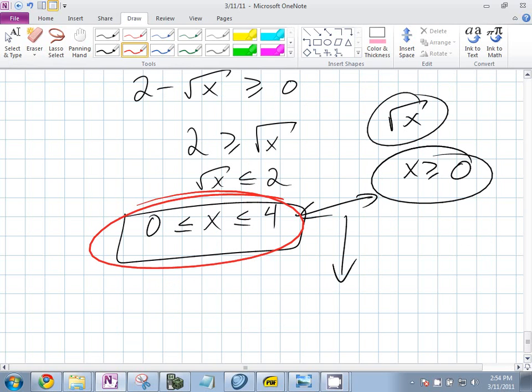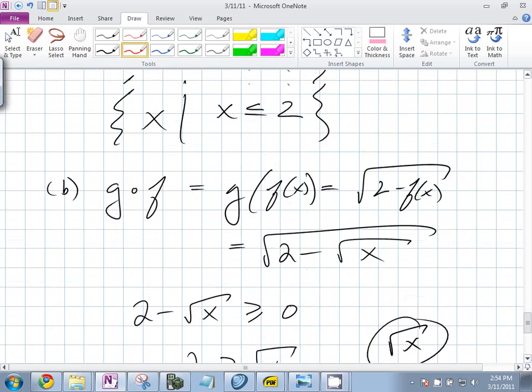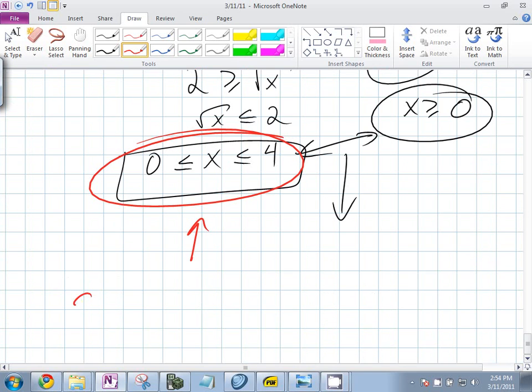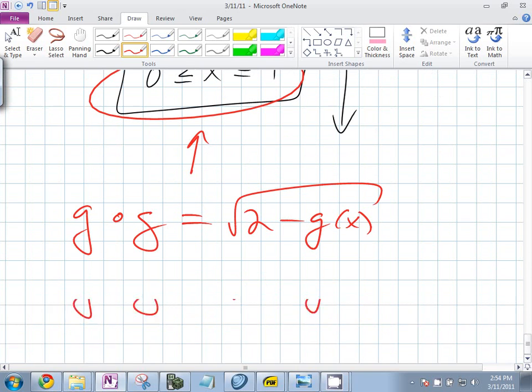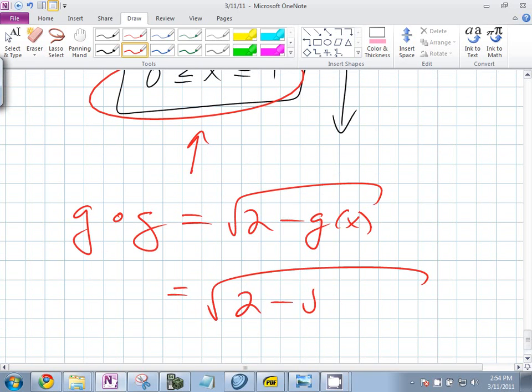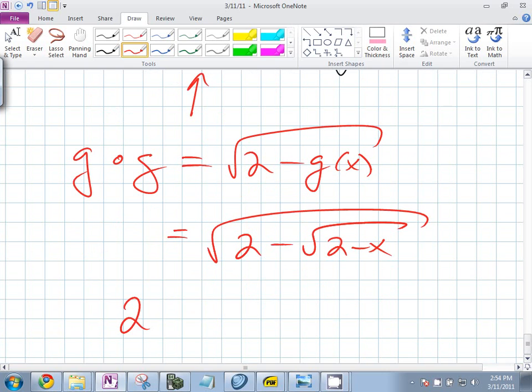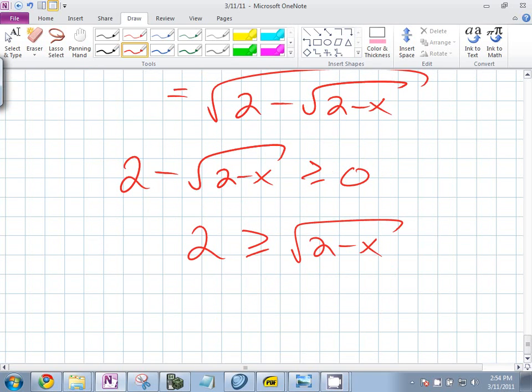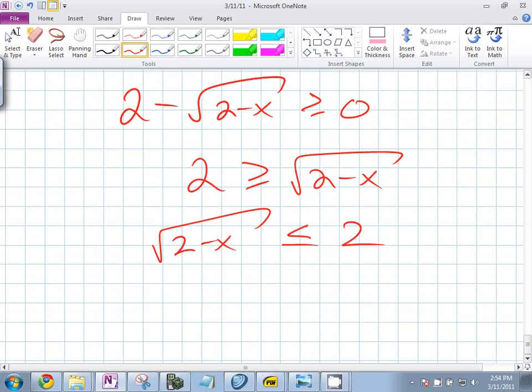So let's keep on going here. You want to do D, right? Yeah, let's do D. So it's g of g. So that's going to be the square root of 2 minus g of x, right? So that's going to be the square root of 2 minus the square root of 2 minus x. So you know that 2 minus the square root of 2 minus x has to be greater than or equal to 0. So you know that 2 has to be greater than or equal to the square root of 2 minus x. Let's just flip the order. The square root has to be less than or equal to 2. What do you do to both sides? You square it. Sure. It's going to be less than or equal to 4. So keep on going on this one.